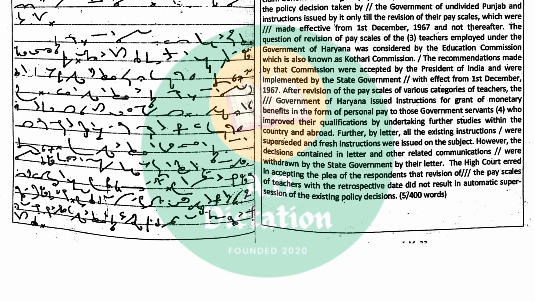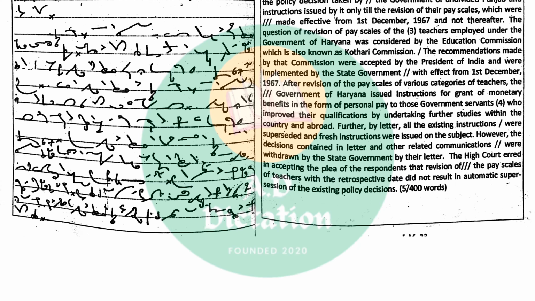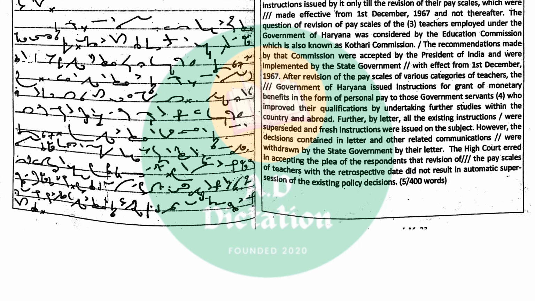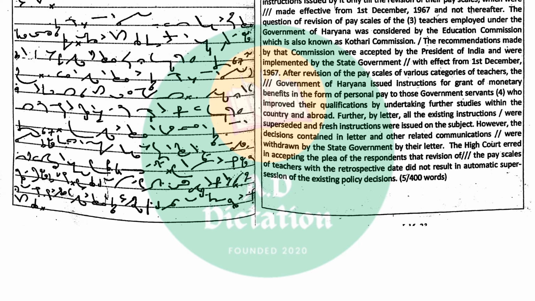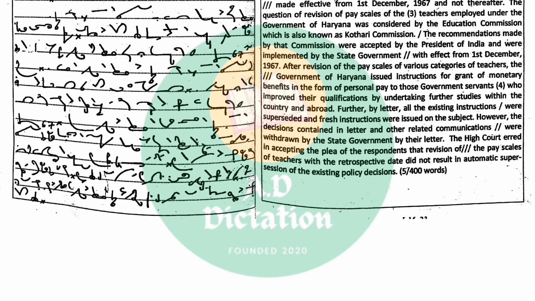The High Court erred in accepting the plea of the respondents that revision of the pay scales of teachers with a retrospective date did not result in automatic supersession of the existing policy decisions.